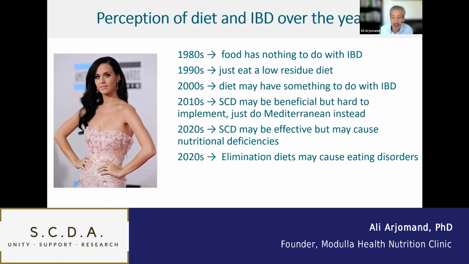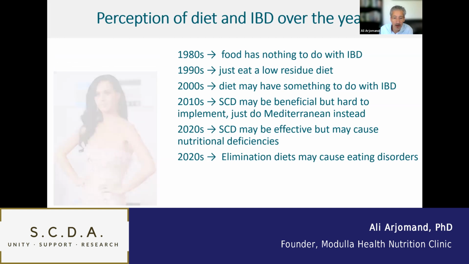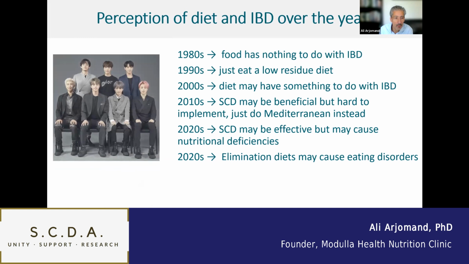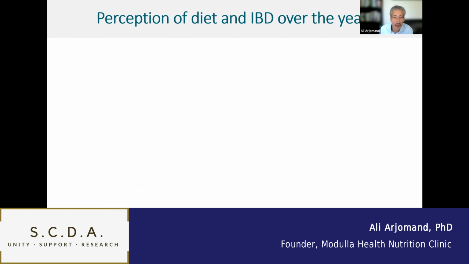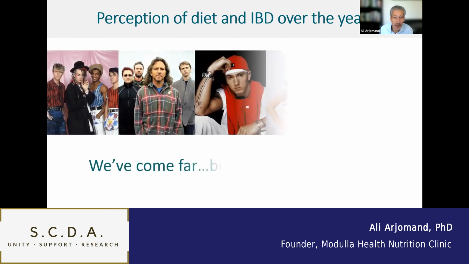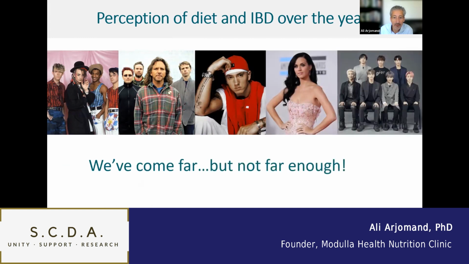And all the way to the 20s, the decade we're in right now: SCD may be effective. It's part of the conversation, but it may cause nutritional deficiencies. And it's an elimination diet, and it may cause eating disorders. So that's where we are. This transition over time is that the mental perception of diet has changed quite a lot, and in a good way. It's come a long way, but not far enough, right?